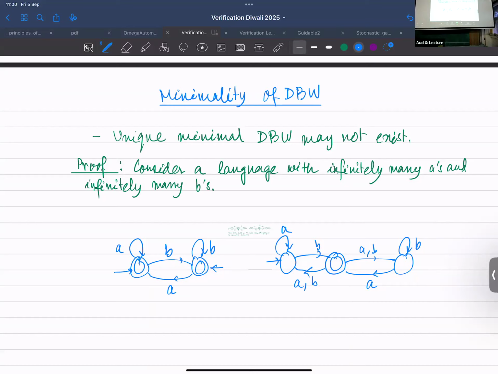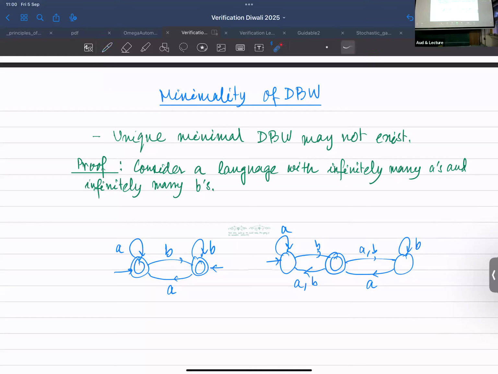I'm not sure if this is minimal. There might be a two-state DBW, I'm not sure. The brute force way of trying to see if there exists a two-state deterministic Büchi automaton for this language is to try out all the two-state automata. And here, essentially, I think you were right.